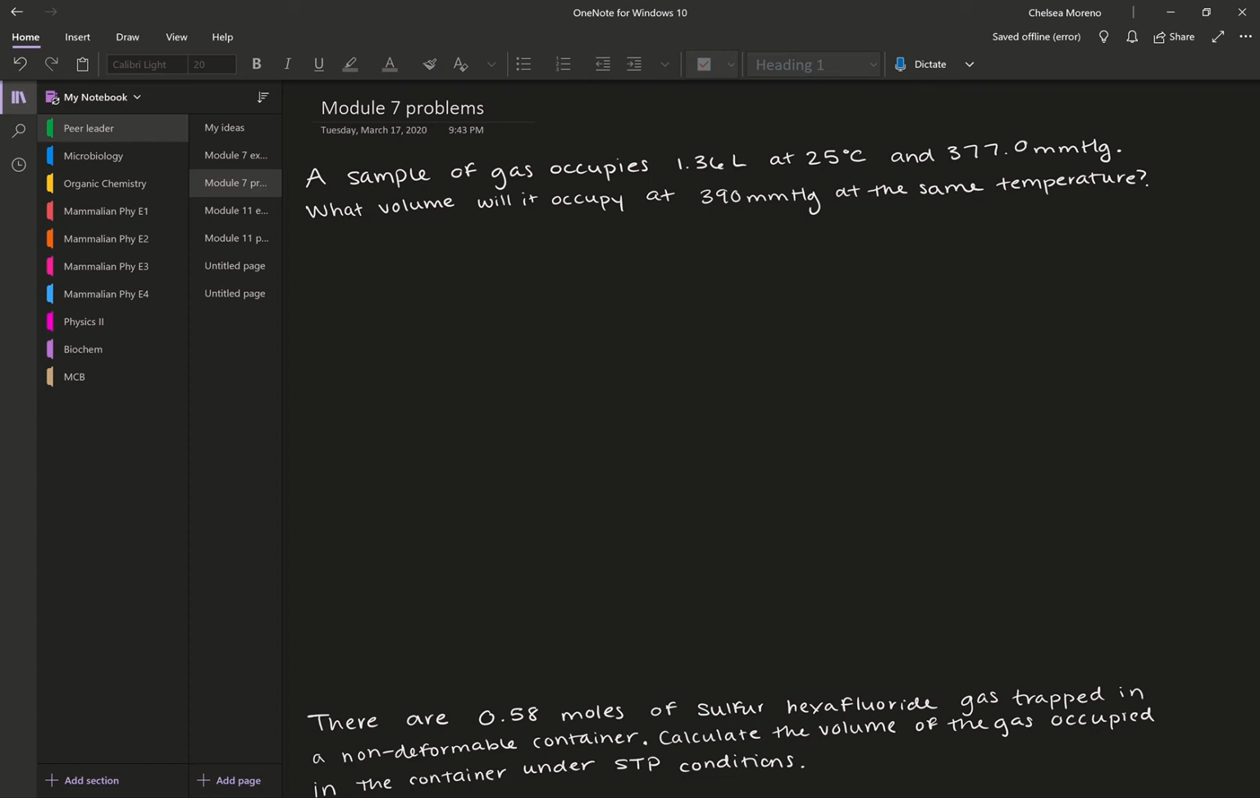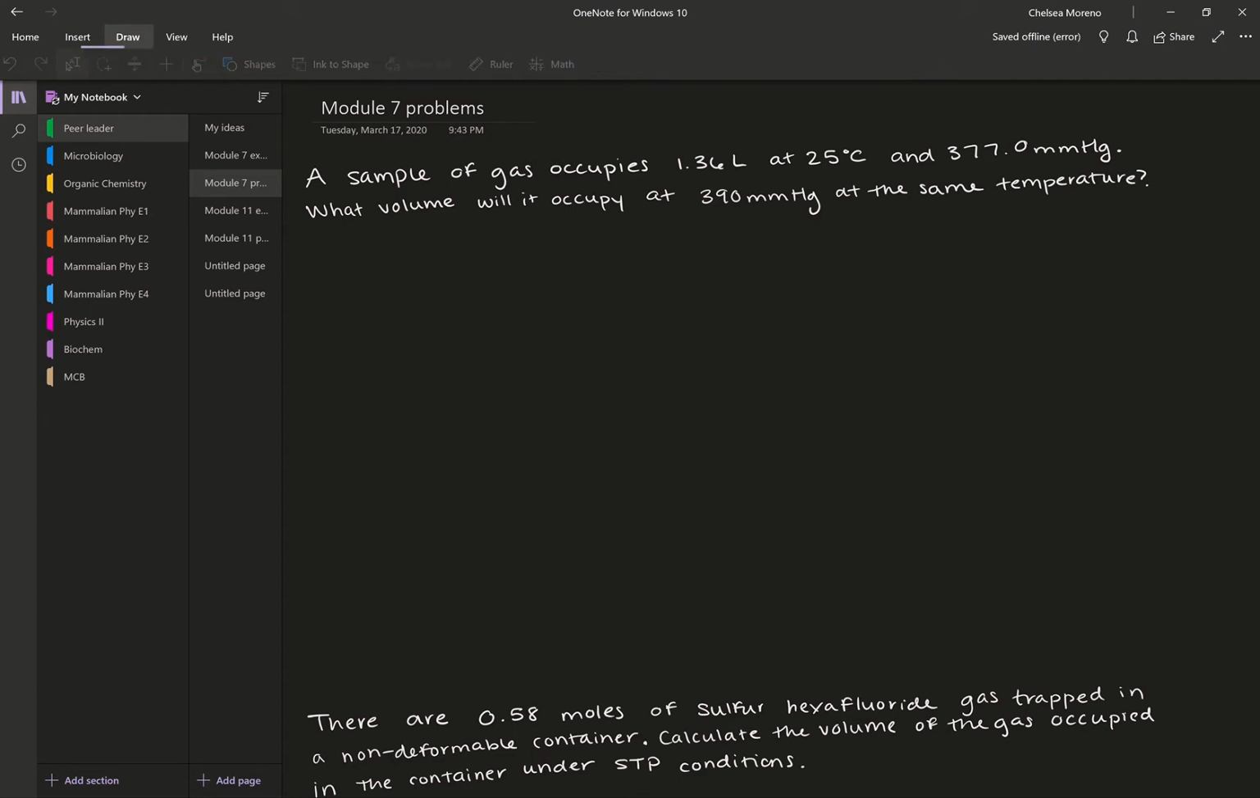Hey guys, so let's go over some practice problems for Module 7. Okay, so our first question reads, a sample of gas occupies 1.36 liters at 25 degrees Celsius and 377 millimeters of mercury. What volume will it occupy at 390 millimeters of mercury at the same temperature?